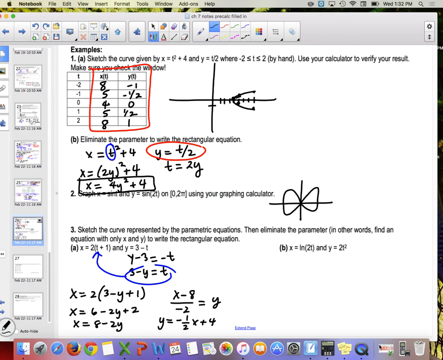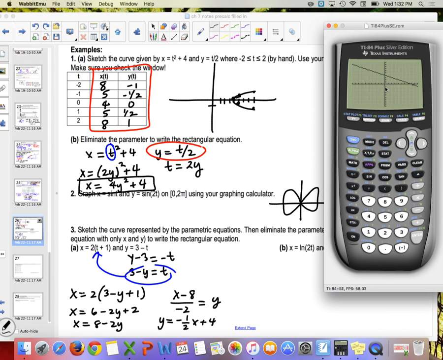So let's check. Does it look like it has a y-intercept of 4? Yeah. Does it look like it has a slope of -1/2? Down 1, right 2, down 1, right 2? Yes. Okay, so we've eliminated the parameter correctly.